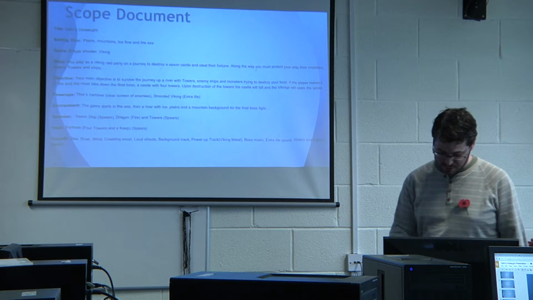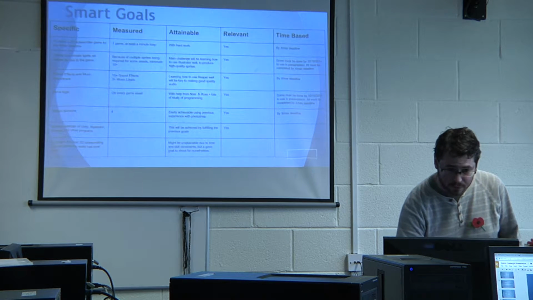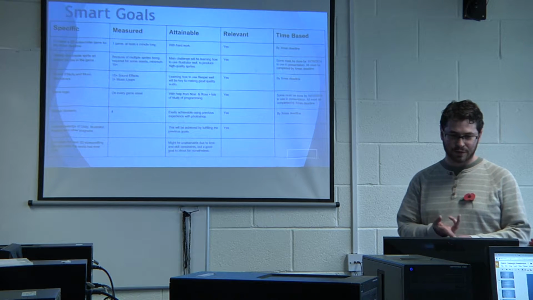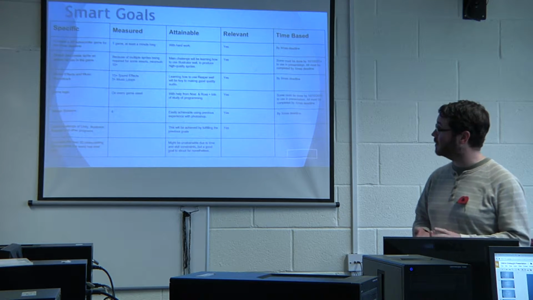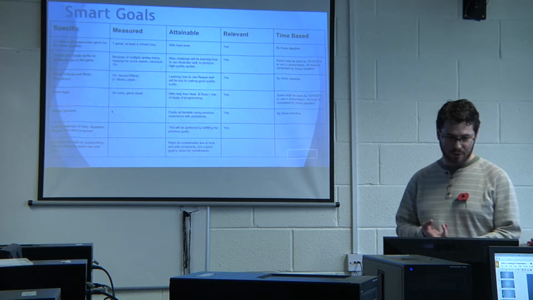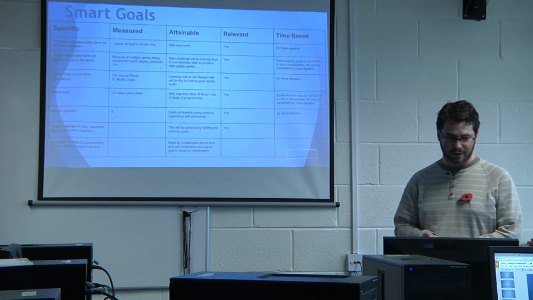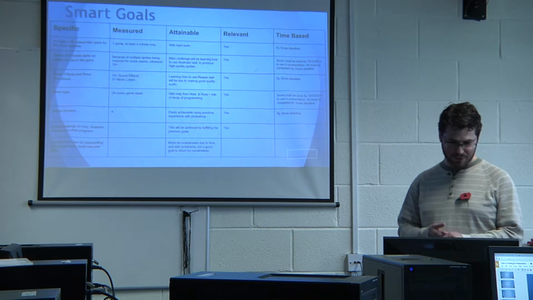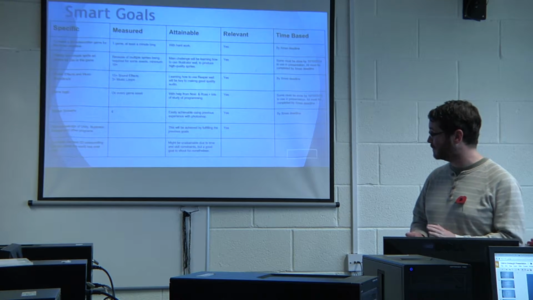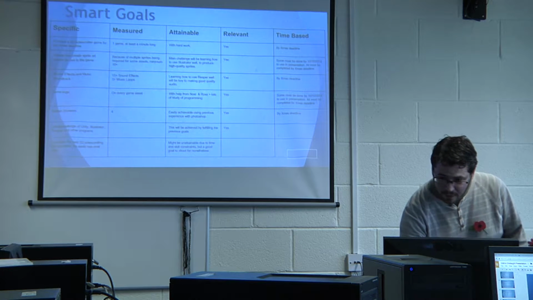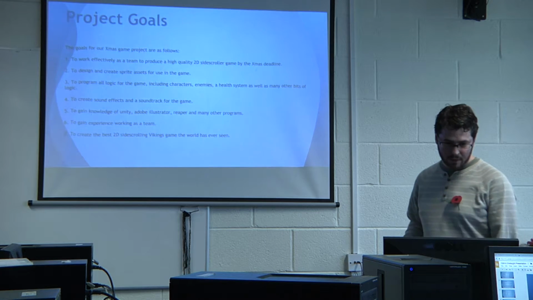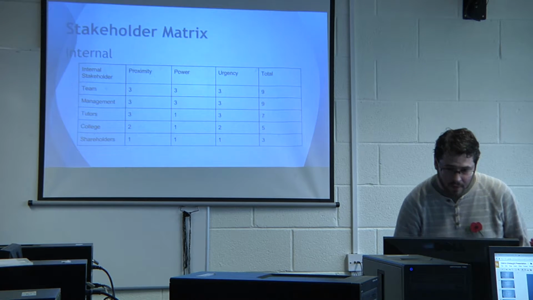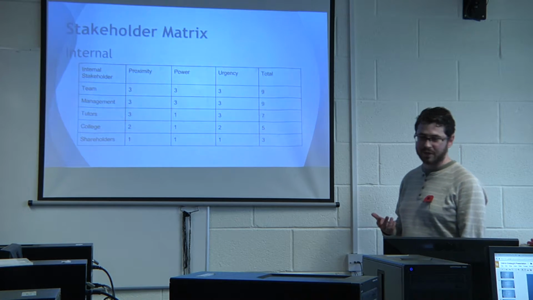So with the scope documents done, moved on to generating the SMART goals. Got to make a 2D side scroller for the Christmas deadline, design all the art, game logic, that sort of thing, and of course to create the best 2D side scrolling Vikings game the world has ever seen. That's it. Next game is stakeholder matrix.